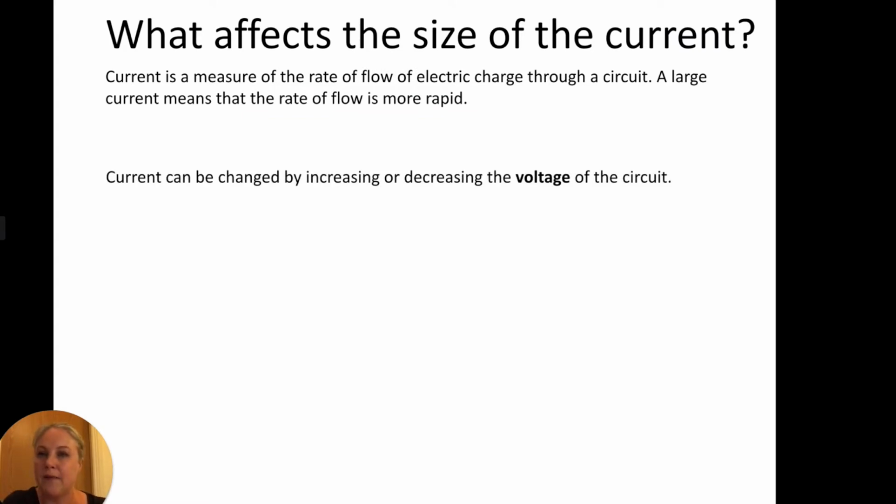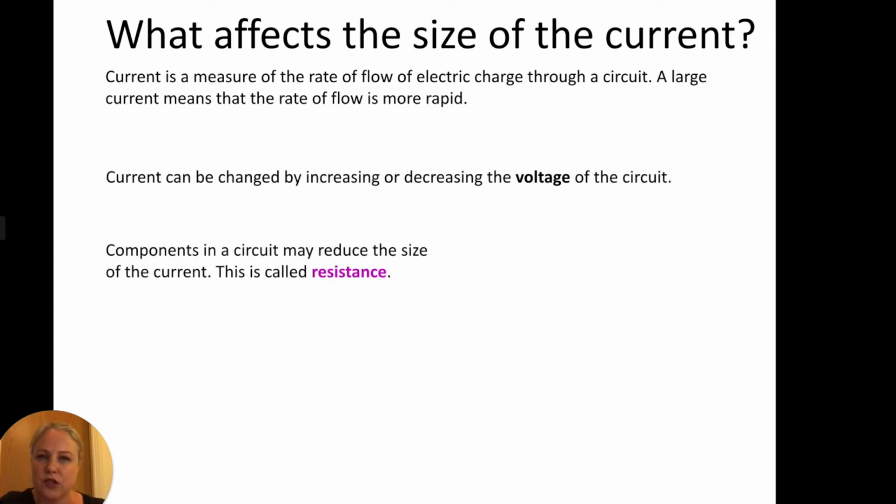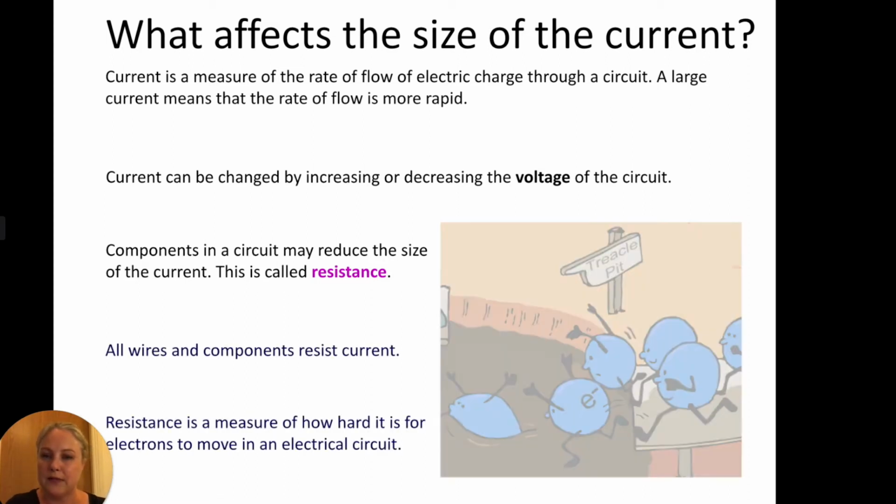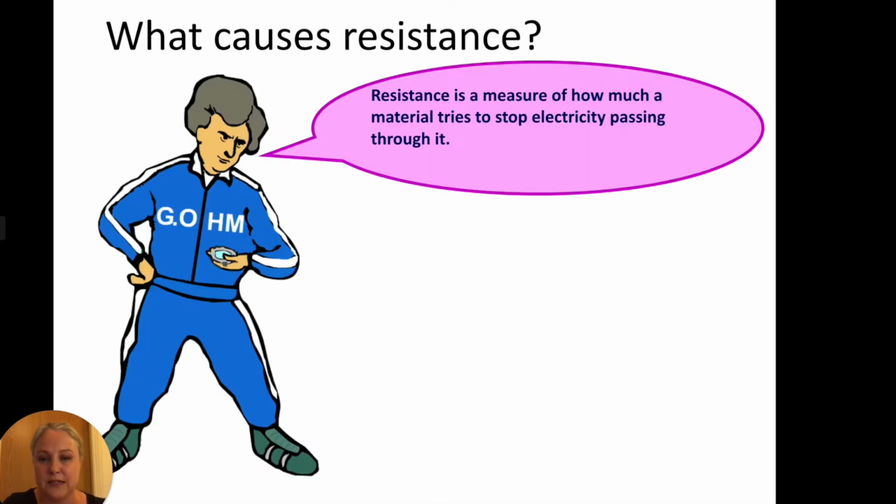Okay, so what affects the size of the current? Current can be changed by increasing and decreasing the voltage, and we'll discuss that next time in the second of these videos. The components in a circuit may reduce the size of the current, and that's resistance, like we were just talking about. All components and wires have resistance, and it is how hard or easy it is for those electrons to flow through the circuit.